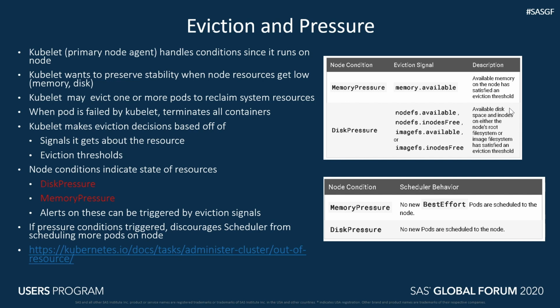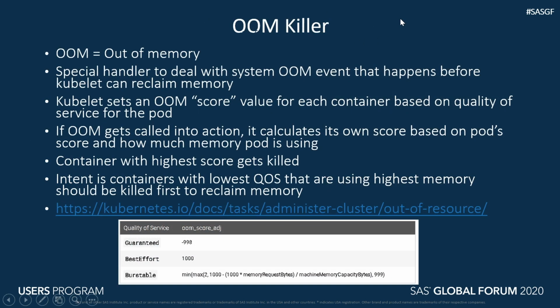If pressure conditions are triggered, it tries to discourage the scheduler from scheduling more pods on the node. Basically, the idea is if it's already detecting that it's overloaded, it doesn't want to schedule additional things running on the node to load it down more. The killer, this is an interesting term you may hear at some point working with Kubernetes, is OOM, out of memory. It's a special handler to help deal with the system out of memory event that happens before the kubelet can reclaim memory.